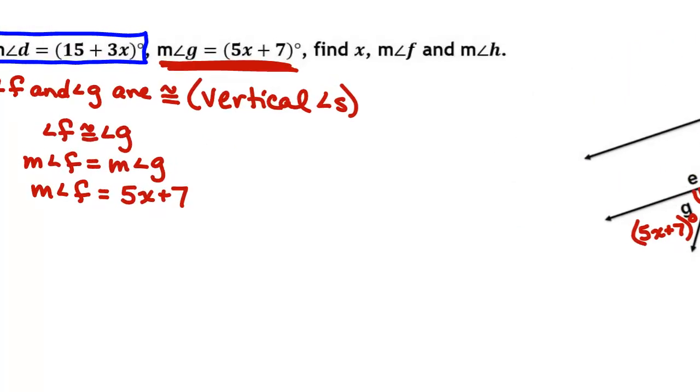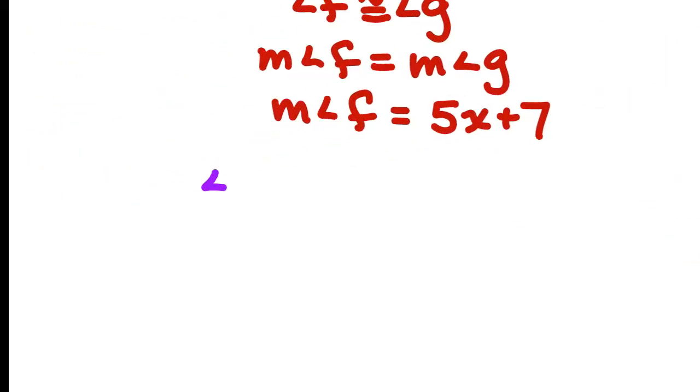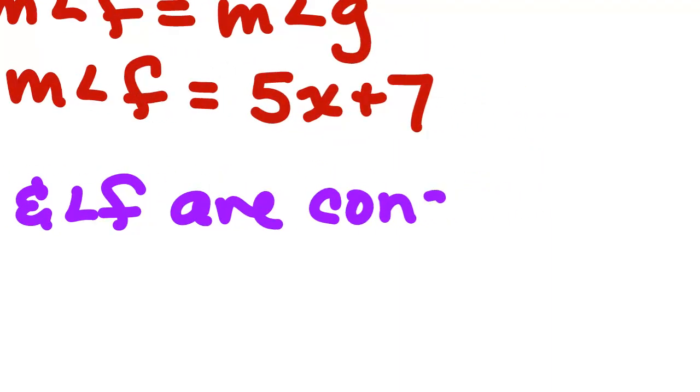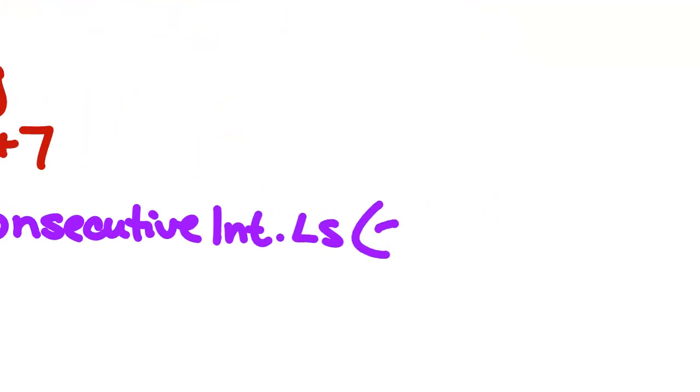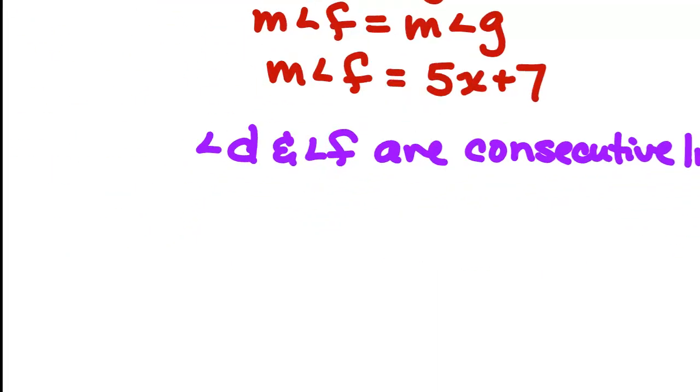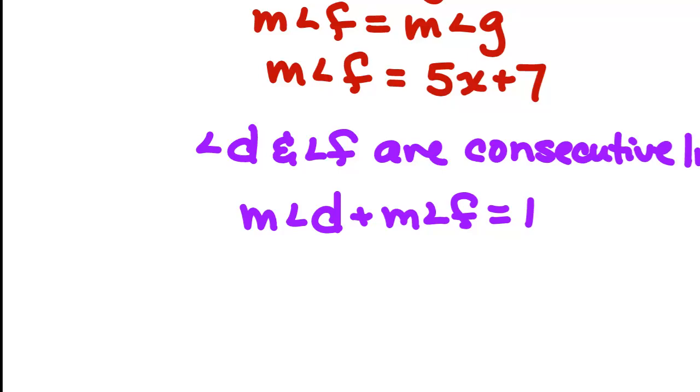So angle D and angle F are consecutive interior angles. That means they are supplementary. So the measurement of angle D plus the measurement of angle F is equal to 180 because they're supplementary.